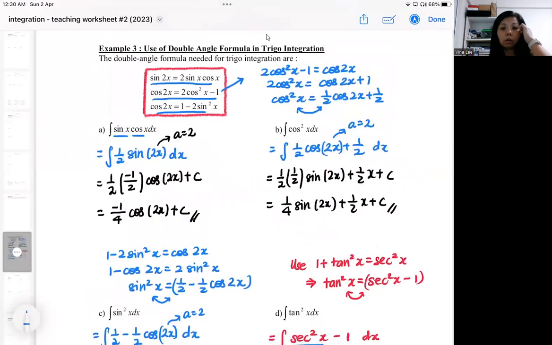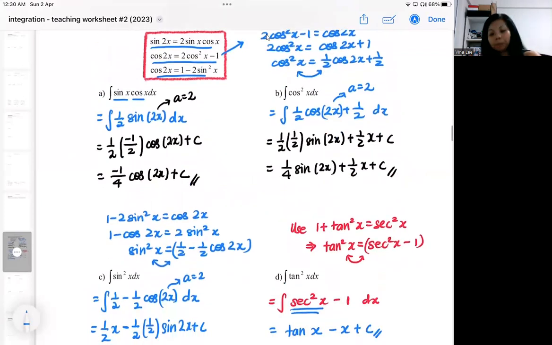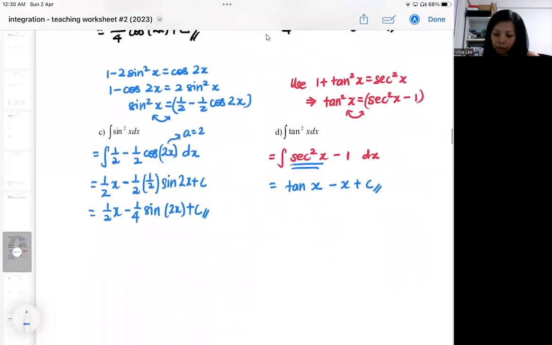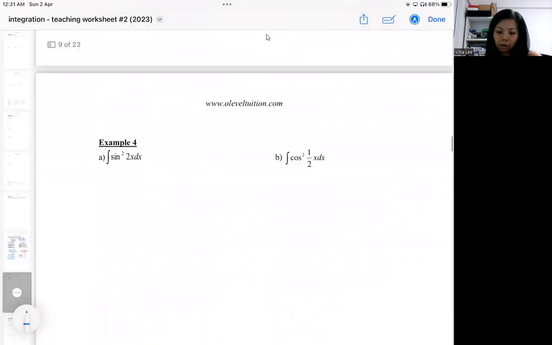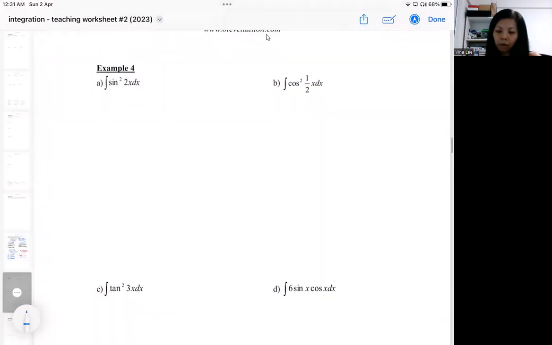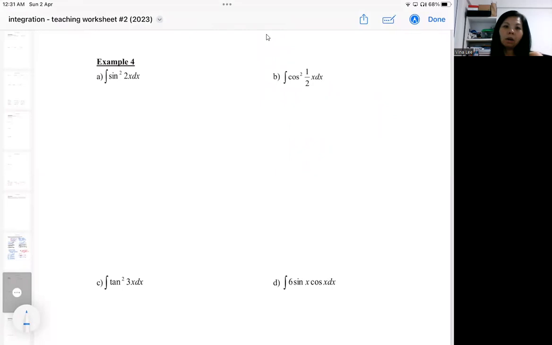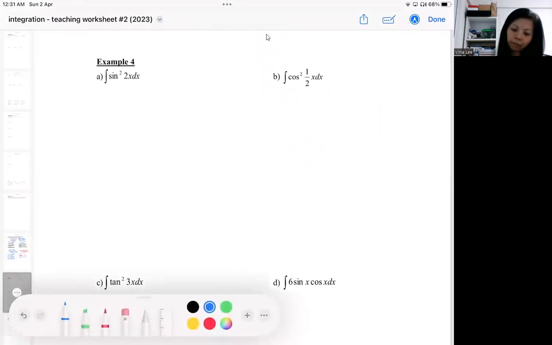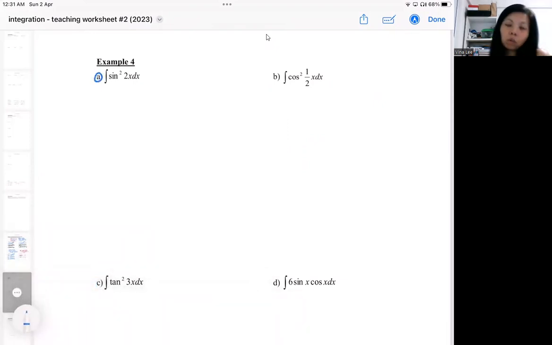Okay. So there's quite a bit of twisting here, particularly using the double angle formula. So in example 4, I'll be twisting from the double angle, but it's actually more difficult. So for example here, for 4a is sine square 2x. So I should be using this formula to manipulate. But then the angle here is 2x.